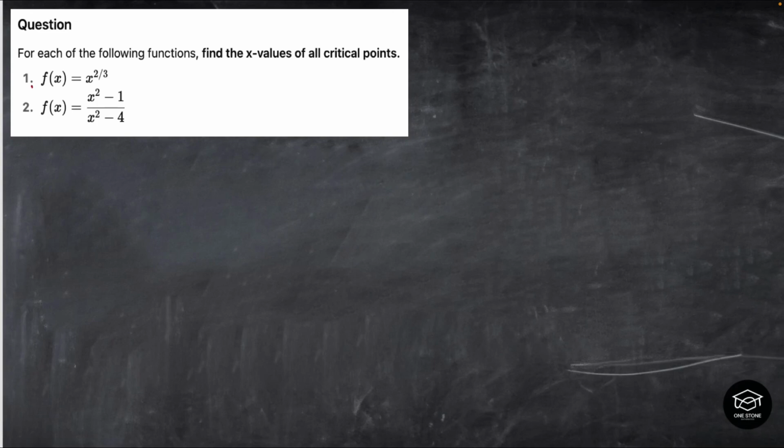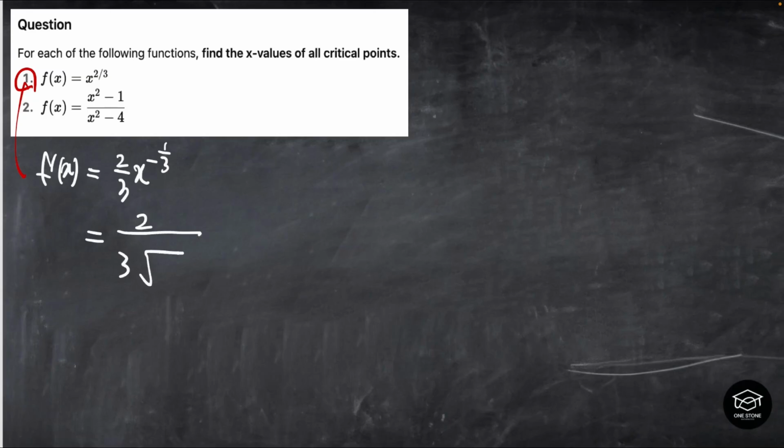For f of x equals x to the 2/3, we begin by taking the derivative. The derivative of x to the 2/3 is 2/3 times x to the negative 1/3. That means f prime of x equals 2/3 divided by the cube root of x. Now, we look for where the derivative equals 0, or where it does not exist.